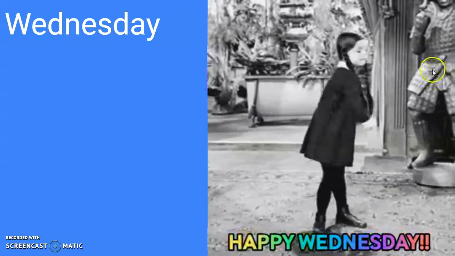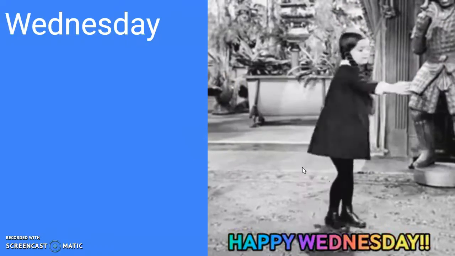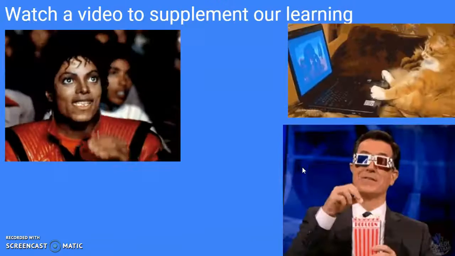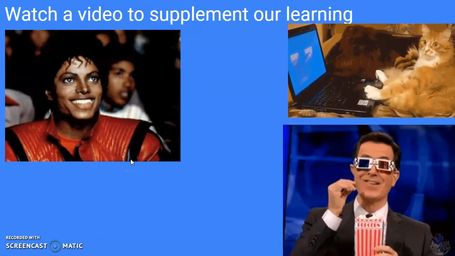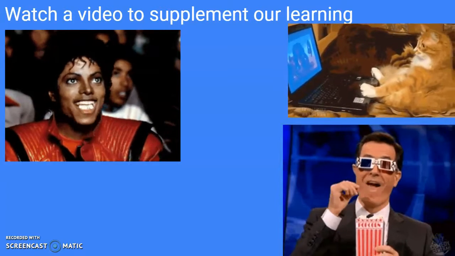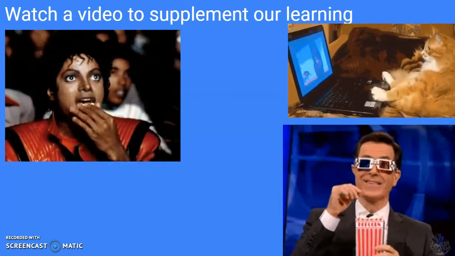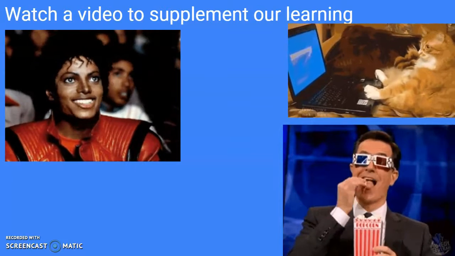So today we're continuing our invention process. On Monday we came up with an idea. On Tuesday we illustrated. Today we're going to watch a video to continue looking into the process of invention. We're going to watch a video of a kid who invented something, and this kid will show you what steps they went through.